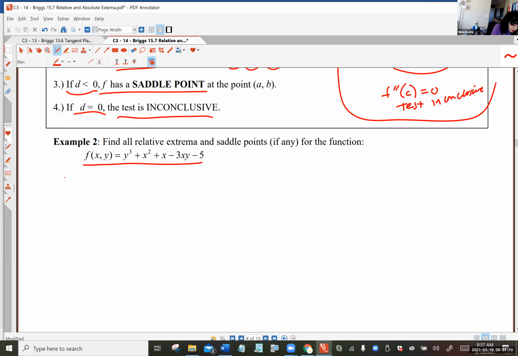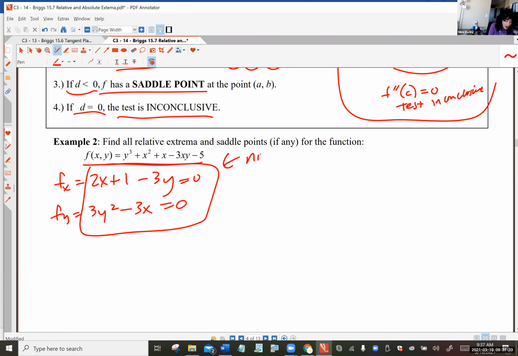Fine. All right, so I'm going to go get fx, and I get 2x plus 1 minus 3y. Go get fy. I get 3y squared minus 3x. Simultaneously set those partials equal to 0 because you're trying to find critical points. I want you to notice that I get a nonlinear system of equations. It's nonlinear because of this 3y squared term. If that 3y squared term had been 3y only, it would have been a linear system of equations. But it's not. It's nonlinear.